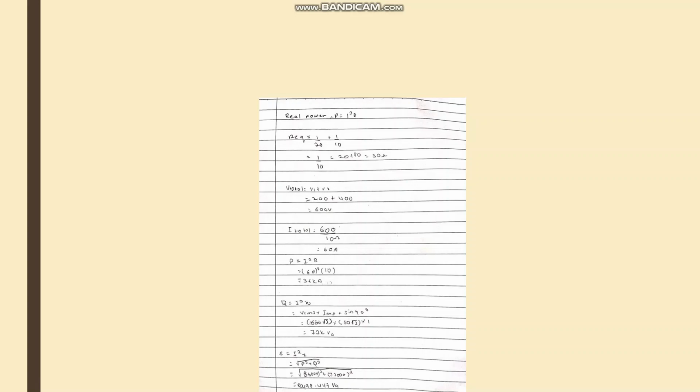For V total we just add both voltages and get 600 volt. For I total, using Ohm's law, we get 600 per ohm equals 60 ampere. For the power we get 36 kilowatt, for Q we get 72 kilovolt-ampere reactive, and for S we get 8,498.4407 volt-ampere. Okay, that's all from our group.